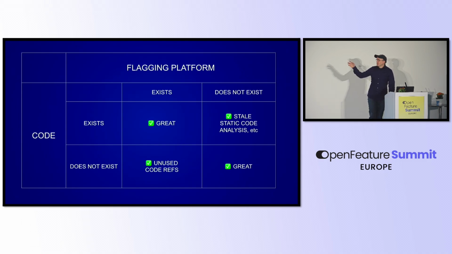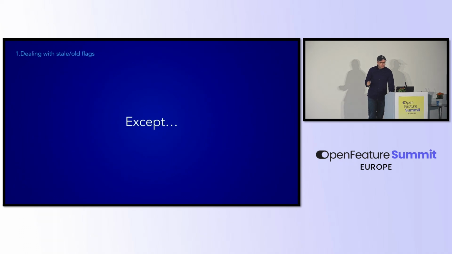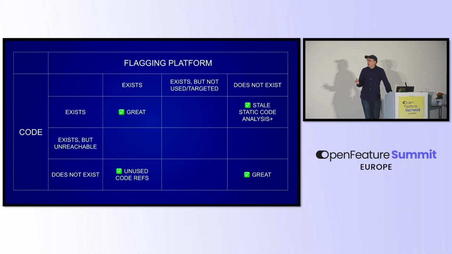Great. So now we've solved the whole thing, right? So we're all set. Except it's not quite as clear as that, right? There are some states of flags that are really somewhere in between. We've already had some talks where people have found this, where you can have a flag that exists in your platform, but it's incorrectly targeted, or targeted to a group of people that may never actually exist, and then you're sort of in trouble.